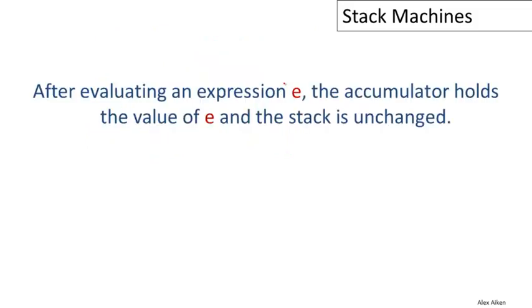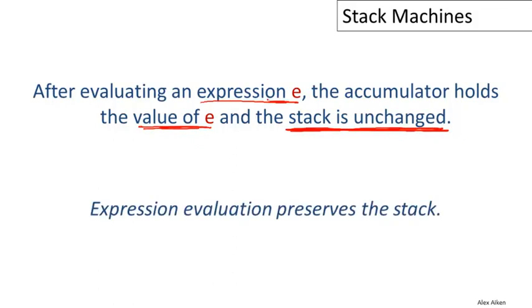So as I think you can see from the example, the invariant that we're going to maintain with a stack machine is that after we evaluate an expression E, the accumulator holds the value of E, so the result of evaluating E winds up in the accumulator, and the stack is unchanged. Okay, so the memory portion of the stack is whatever it was before we started evaluating E. And this is a very, very important property. Expression evaluation preserves the stack.